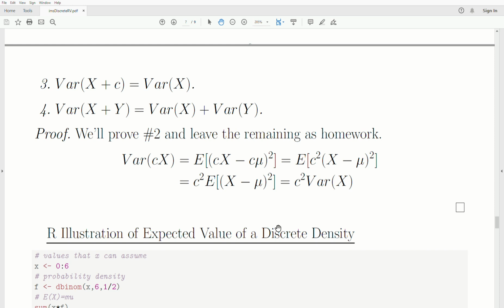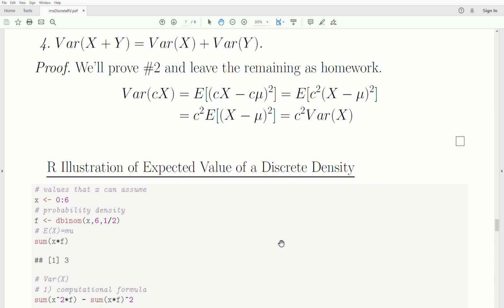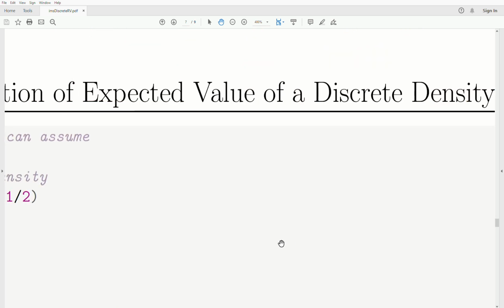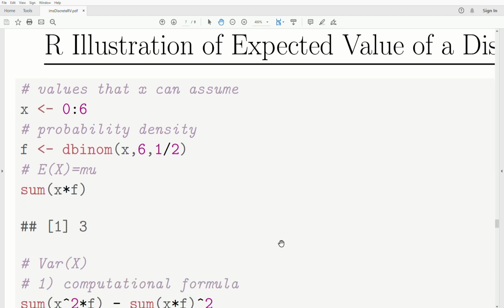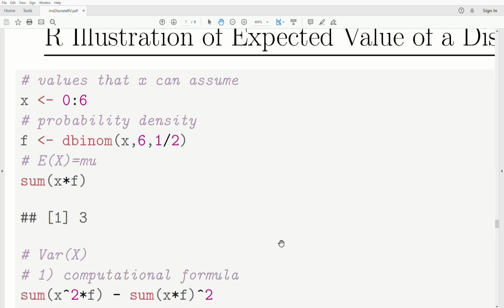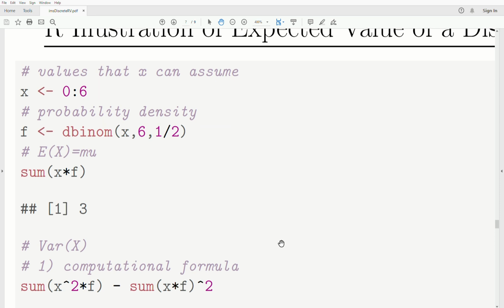Now, we're going to end this with an R illustration, doing a real example here. Essentially I'm using R because I don't want to type out all the numbers, but I think it'll help illustrate what's going on. So we let X take on the values 0 through 6. So X is a random variable that assumes 7 values, 0 through 6. Now this density is called a binomial distribution. We're going to devote a whole video to it, but we're not going to cover it here. Just know that it assigns probabilities to the values 0 through 6. And that's what F is.